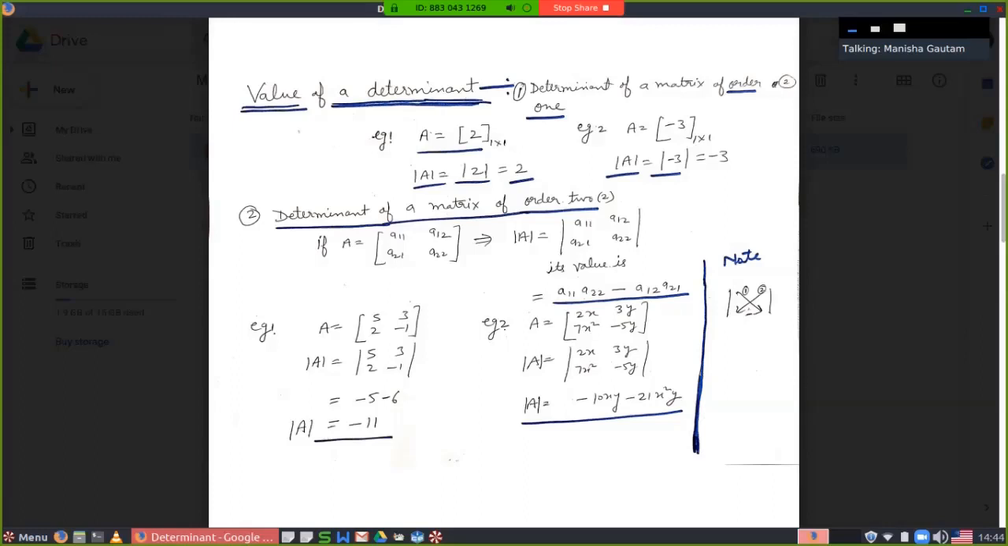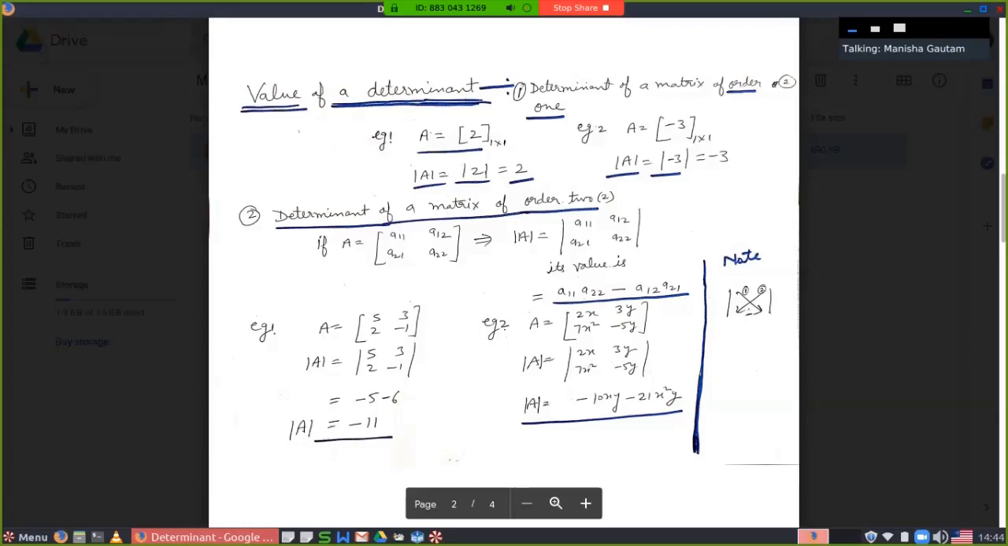Now first you have to multiply 5 with minus 1. You will get minus 5, put a minus sign, then multiply 3 by 2. It is 6. Minus 5 minus 6, that is minus 11. So the determinant value of the given matrix is minus 11.